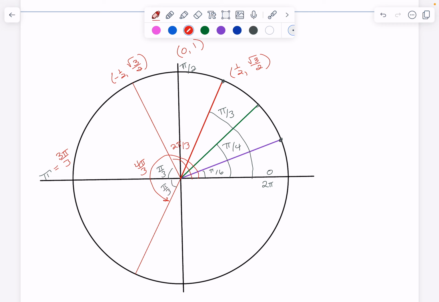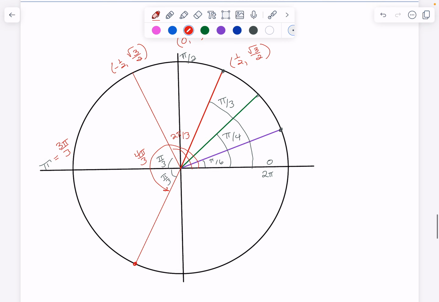So if I look at that and I want to go ahead and find that ordered pair, big surprise, it's the exact same numbers. It's just this time both the x and the y value, because I'm down there in the third quadrant, both of them are negative. So I'm at negative 1/2, negative root 3 over 2.